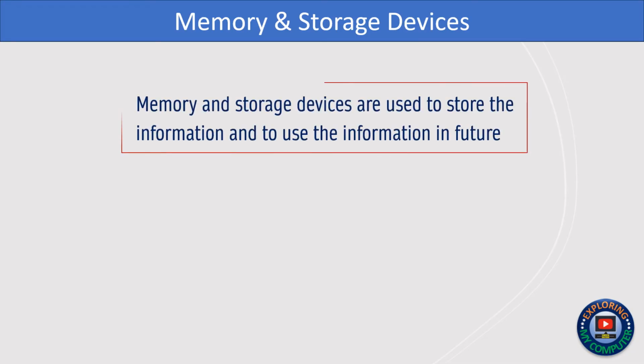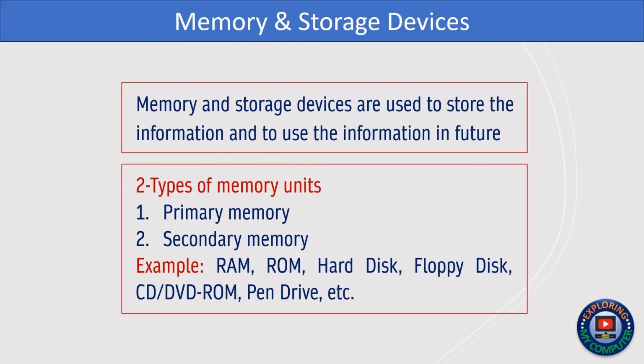Memory and storage devices are used to store information and to use the information in future. There are two types of memory units: 1. Primary memory, 2. Secondary memory. Examples: RAM, ROM, hard disk, floppy disk, CD-ROM, pen drive, etc.